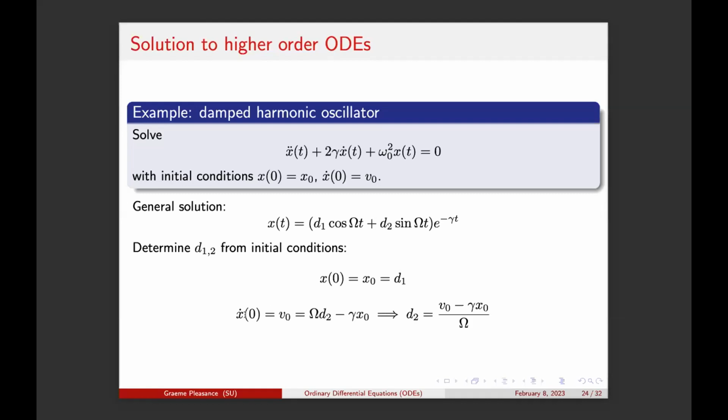So then to find out what the second unknown constant is, D2, we can take the derivative of this general solution. Again, I haven't shown the form here explicitly, but you can do this yourself. And then what we do is set t equal to 0, and what we obtain is this expression. So here v0 is the initial speed of the oscillator, and then we can obtain D2 in terms of the initial speed, this damping rate gamma, the initial position, and also this coefficient omega.